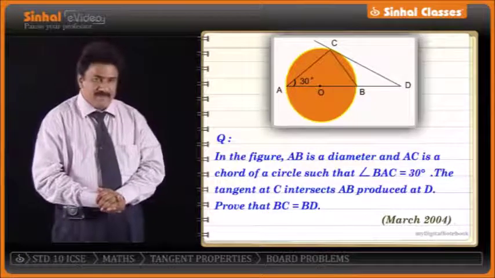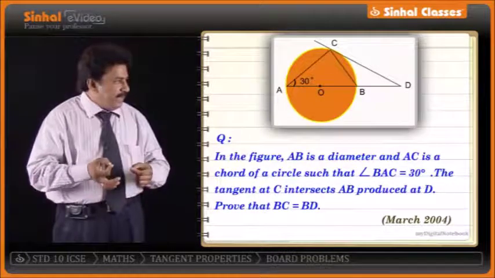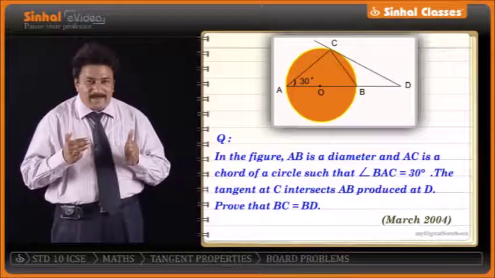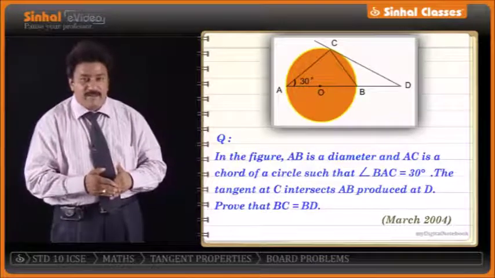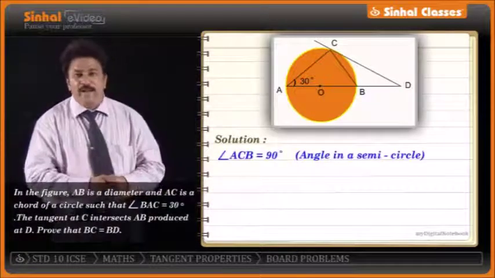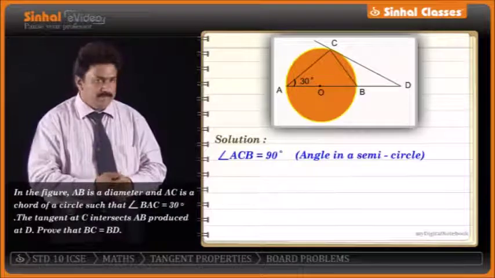The first thing is, AB is the diameter subtended onto point C on the circumference. Therefore, angle ACB is 90 degrees. That's the first job.